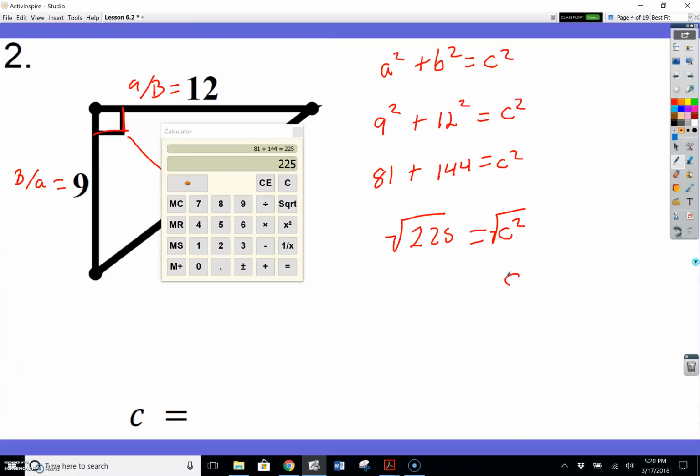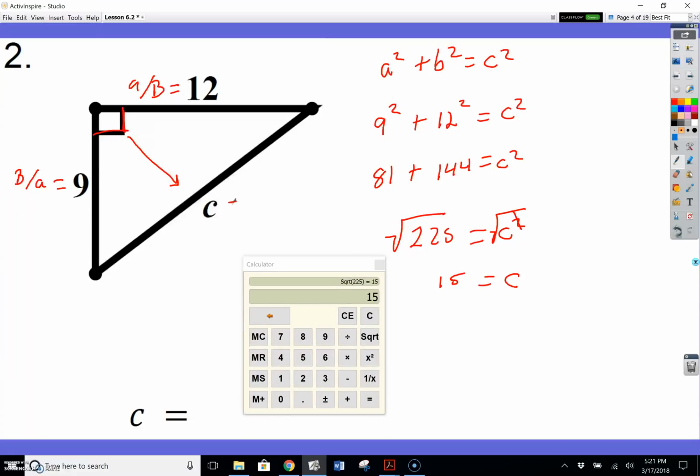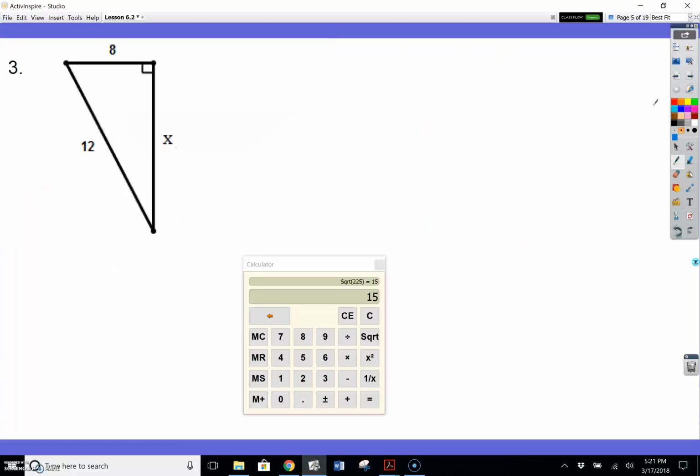Now when I take the square root of both sides, I'm looking for two numbers that are exactly the same that multiply to 225. As a quick reminder, anytime you take the square root, that gets rid of the squared symbol, so I'm left with just C. And the square root of 225 is just 15. So that means the missing side length of this triangle is 15. Let's go ahead and look at the next one.